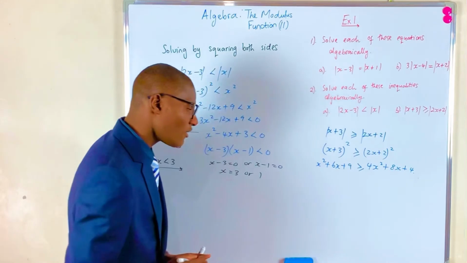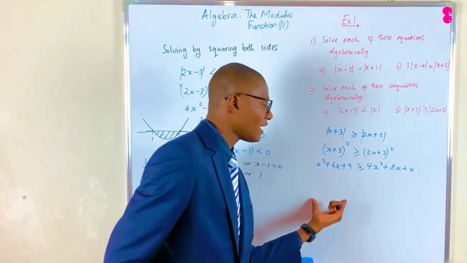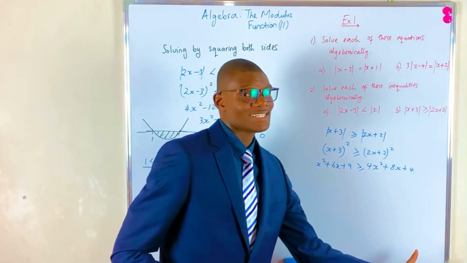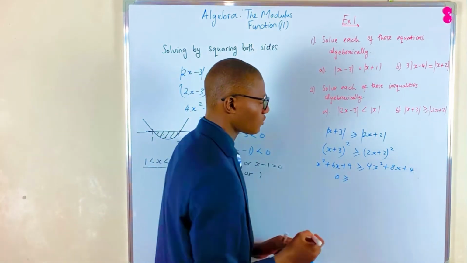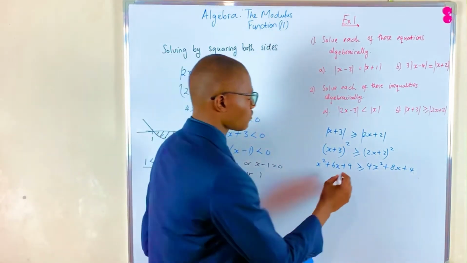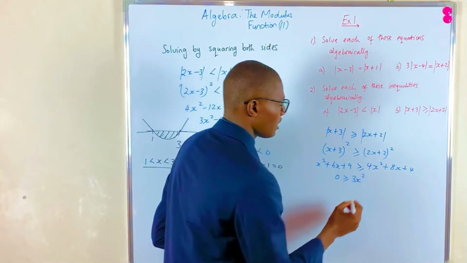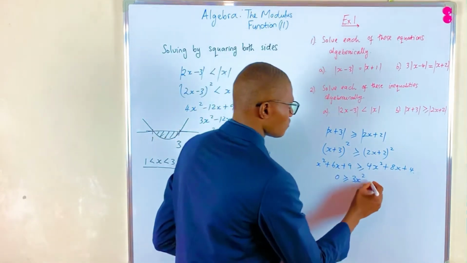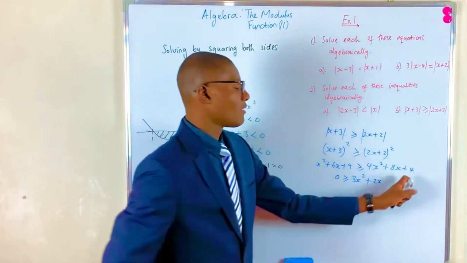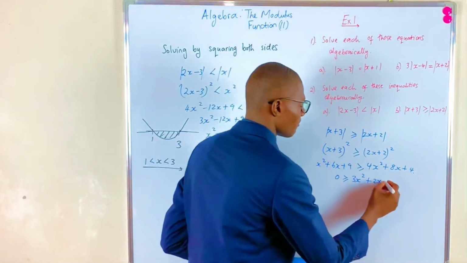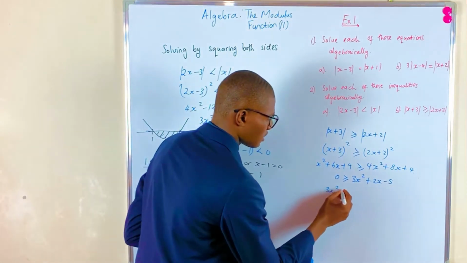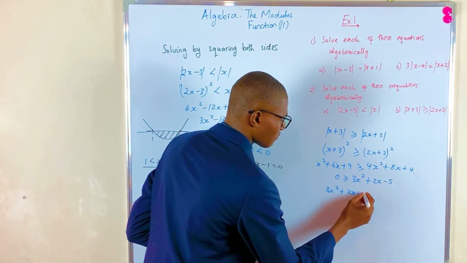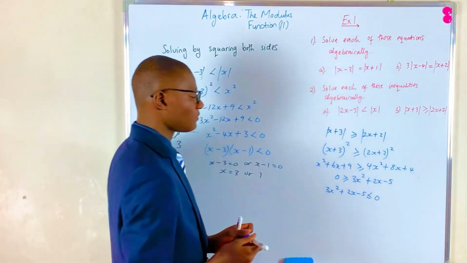Right. So now if we take what's on the left hand side to the right hand side, we've got 0 being greater or equal to 4x squared minus x squared, we get a 3x squared. And then 8x minus 6x, we get a 2x. And then plus 4 minus 9, we get a minus 5. So you can rewrite this as 3x squared plus 2x minus 5 being less than or equal to 0.